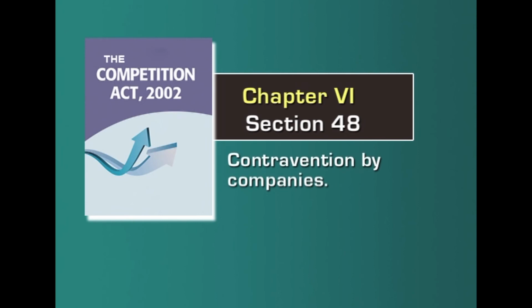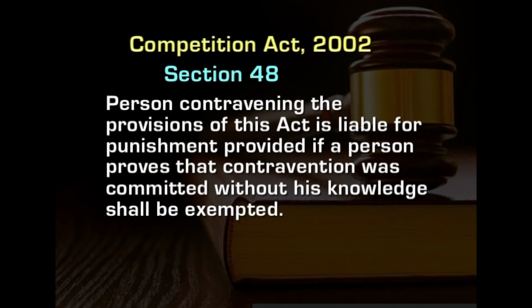The next section is section 48, which talks about contravention by companies. As you all understand, a person is defined to mean even a company, and the larger definition for an inclusive definition of a company is enterprise. So, persons contravening the provisions of this act are liable to a punishment, provided if the person proves that the contravention was committed without his knowledge, such a person will be exempted. Now, section 48 is to be understood more from a perspective of participation of a person while working under a company or on the concept of a company.